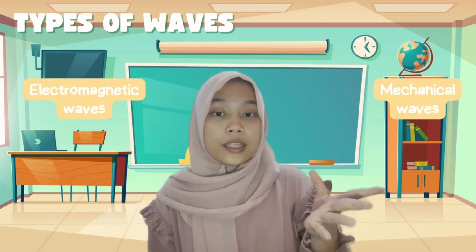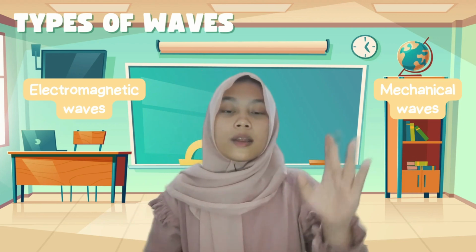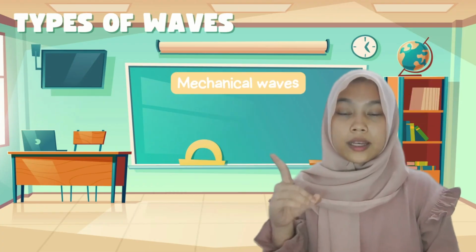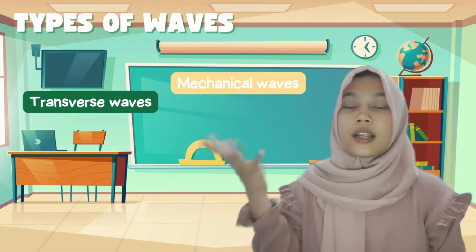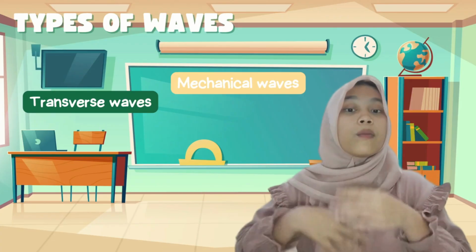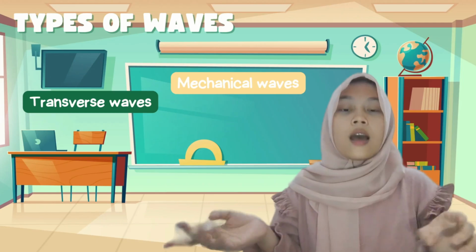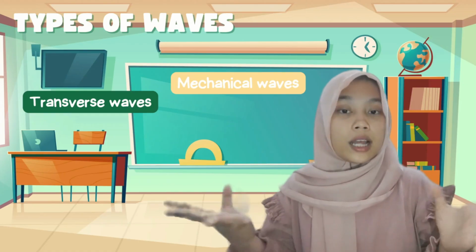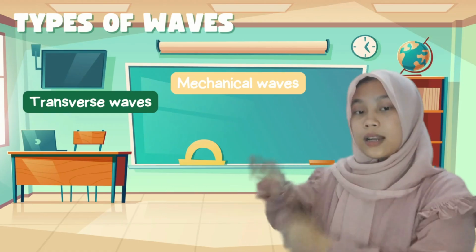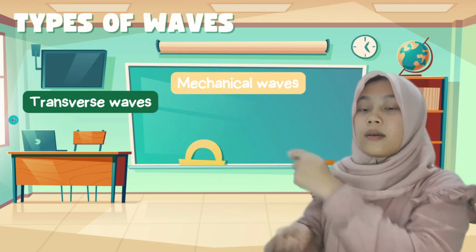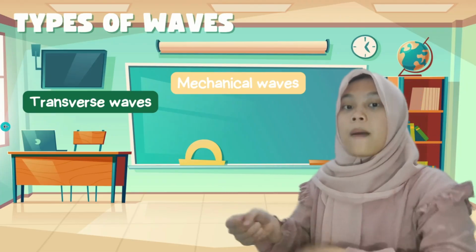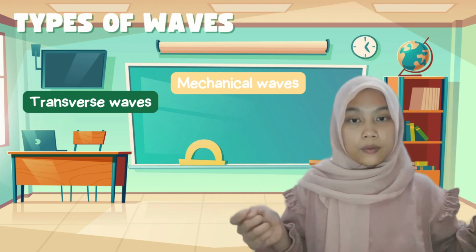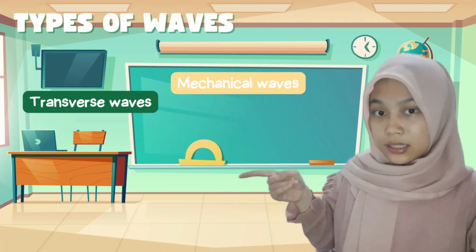And then, mechanical waves can be divided into two types. The first one is transverse wave. A transverse wave is a wave in which the particles move up and down, perpendicular to the direction of the wave. For an example, when you move a rope like this, the wave will move forward, but the rope will move up and down, up and down.